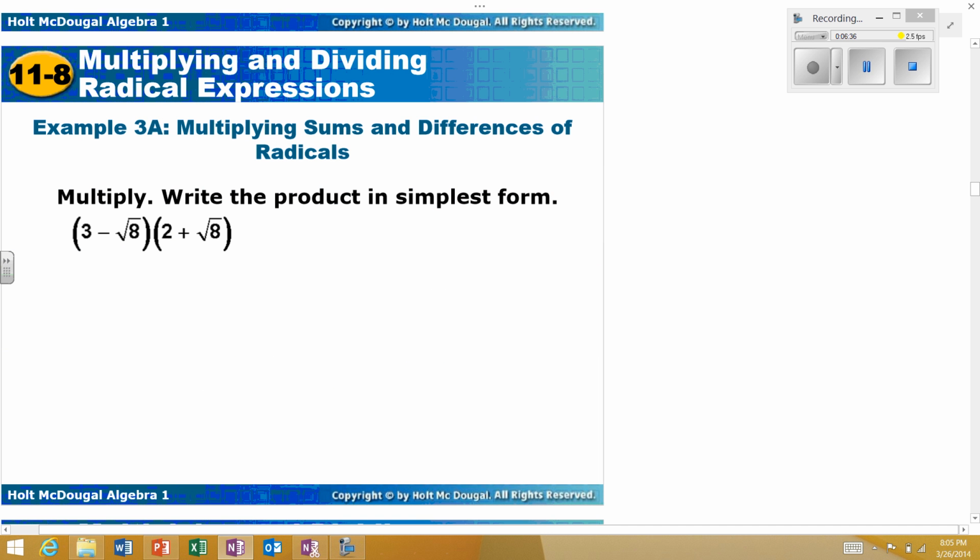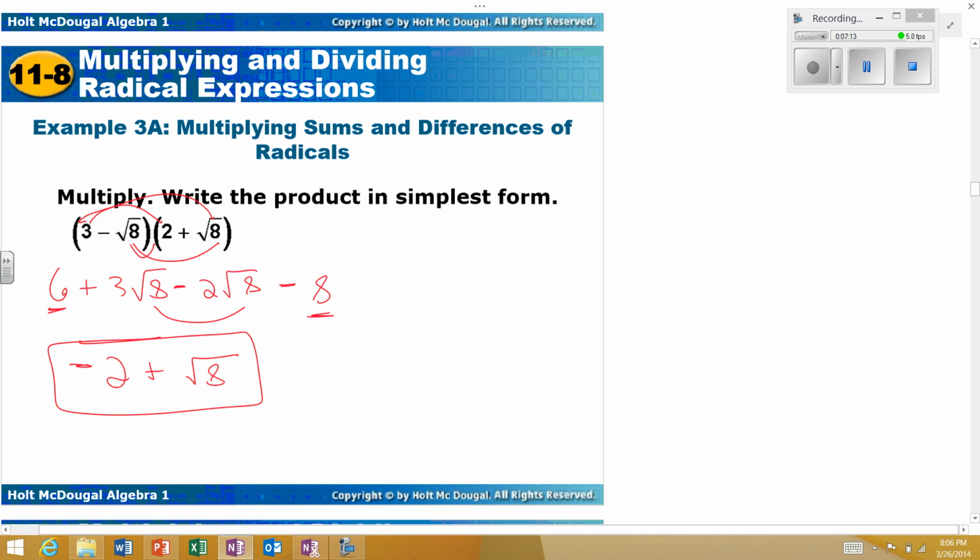So let's try an example, okay? So I'm going to do my first. So 3 times 2 is 6. Then my outer, which is 3 plus 3 radical 8. Then my inner, so I have minus 2 radical 8. And then my last, which becomes a minus radical 8 times radical 8 will just be 8. I can combine this and this, so 6 minus 8 is negative 2. When I combine these, I just get plus 1 radical 8, so you can write it like this, or you can put the 1 in front, however you want. And that's all.